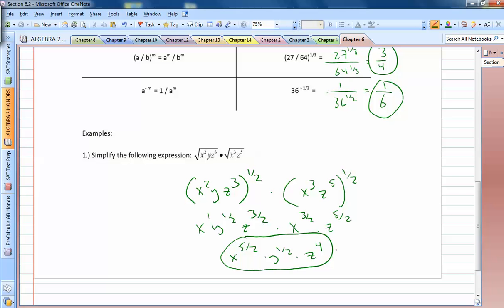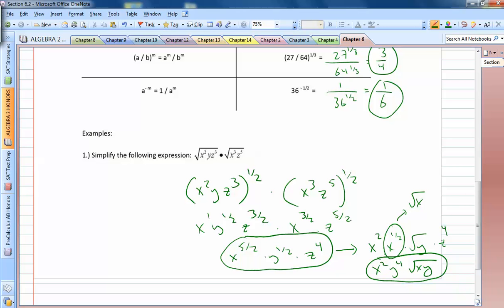Now another way we could have written this, we also could have written as x squared times x to the half root y, and of course we have z4, and then we can rewrite it like this. And the reason I'm allowed to do that, because x to the half is the same thing as root x. We'll explore more of this in class tomorrow, but I just want to show you that we can actually use the properties of exponents for a problem like this one right here.